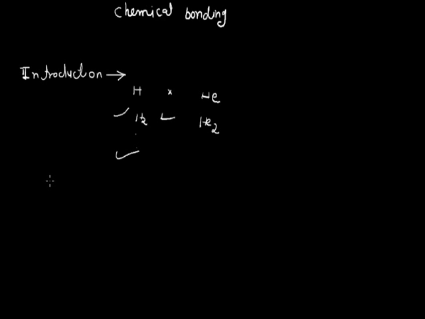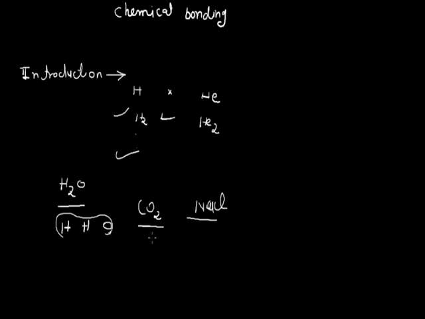When an element exists in the molecular form, then the force which holds the atoms together within a molecule is called a chemical bond. For example, in H2O, there are three atoms: two atoms of hydrogen and one atom of oxygen. In the H2O molecule, all three atoms combine together by a force. That force is called chemical bond. Similarly, in CO2, there are three atoms, but all three atoms are combined by a force that is called chemical bond. In NaCl, two species combine together by a force that is called chemical bond.